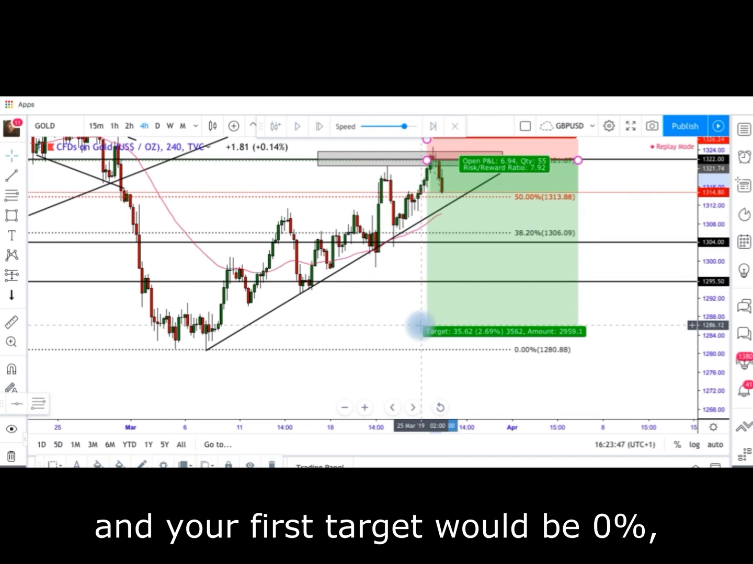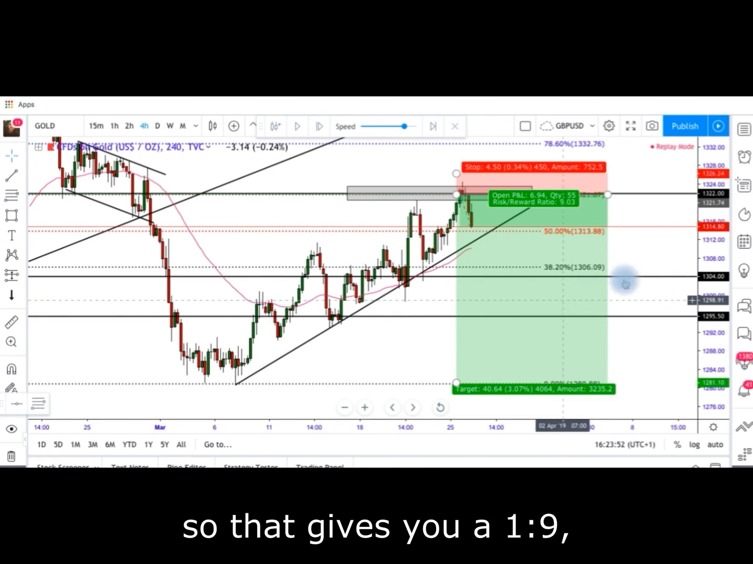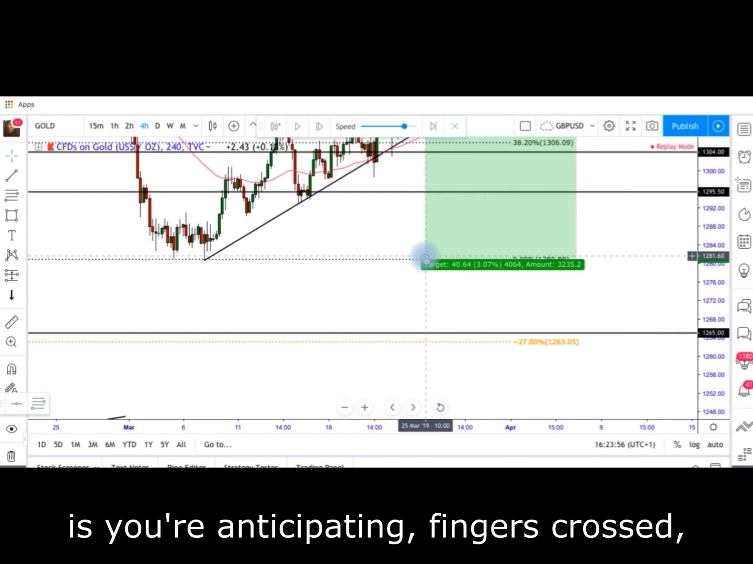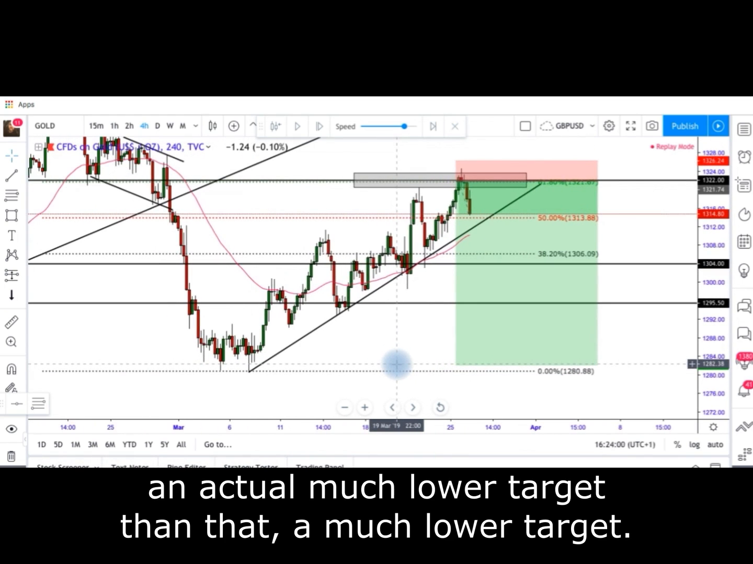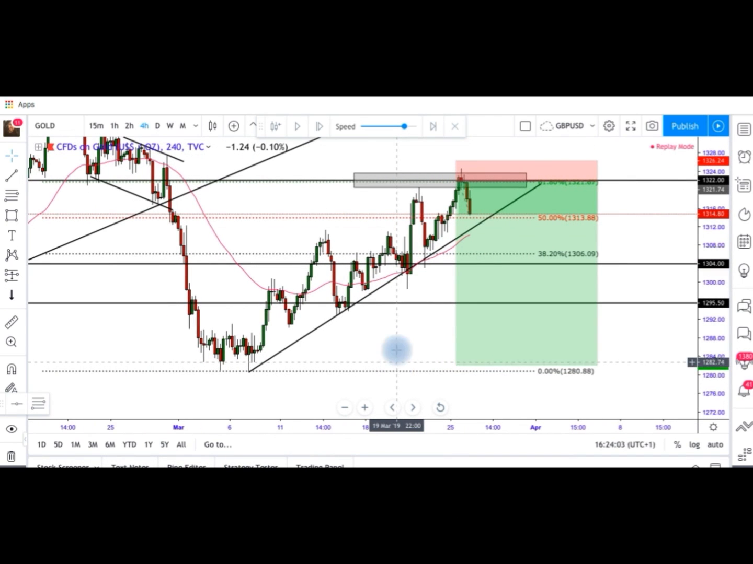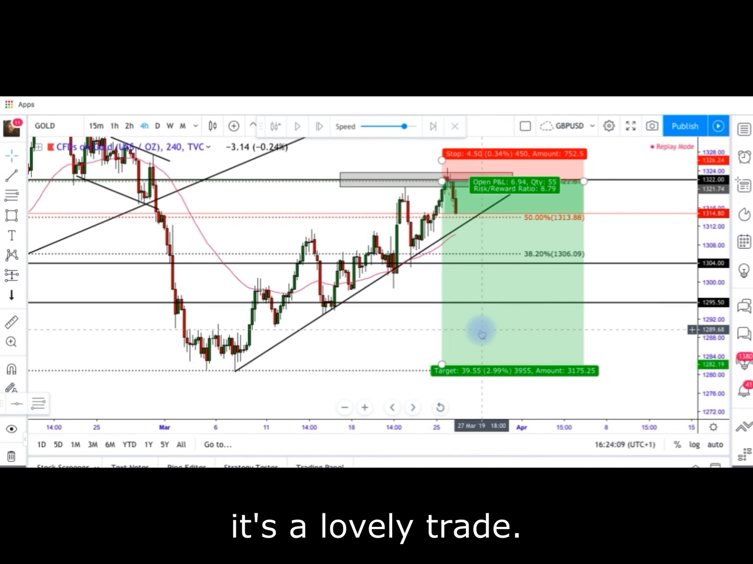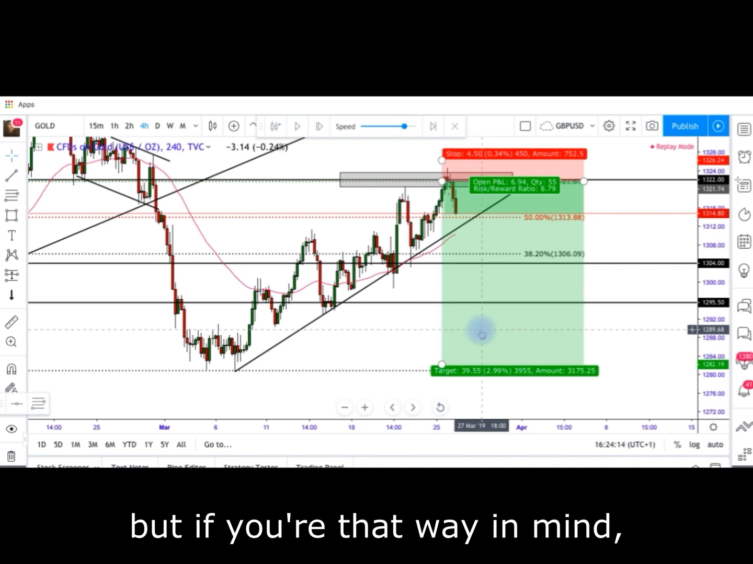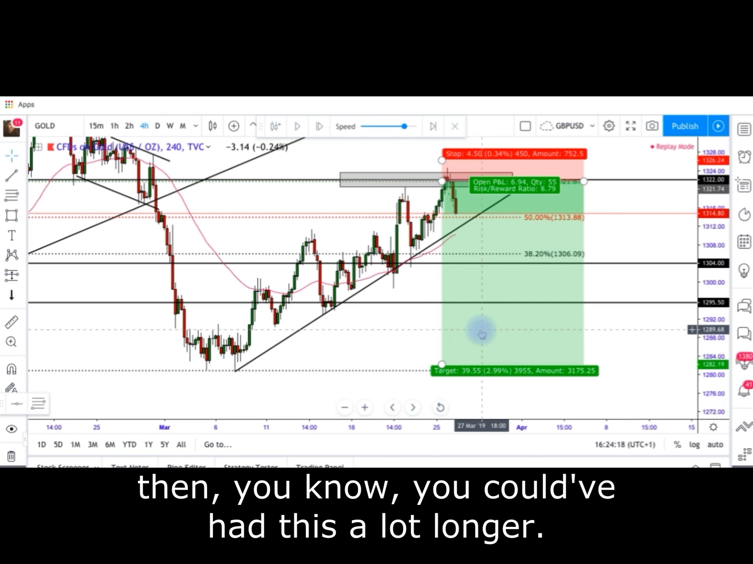And your first target would be 0%, just in case we create this double bottom. So that gives you a 1 to 9. But obviously, really what you're doing is you're anticipating, fingers crossed, a much lower target than that. But this is a 395 pip trade. It's a lovely trade. Personally, I'd be very happy with that. But if you're that way inclined and you quite like swing trading, then you could have held this a lot longer.